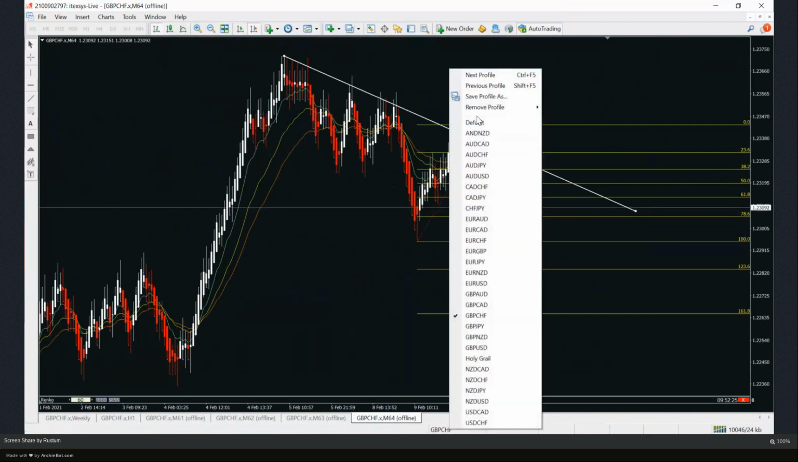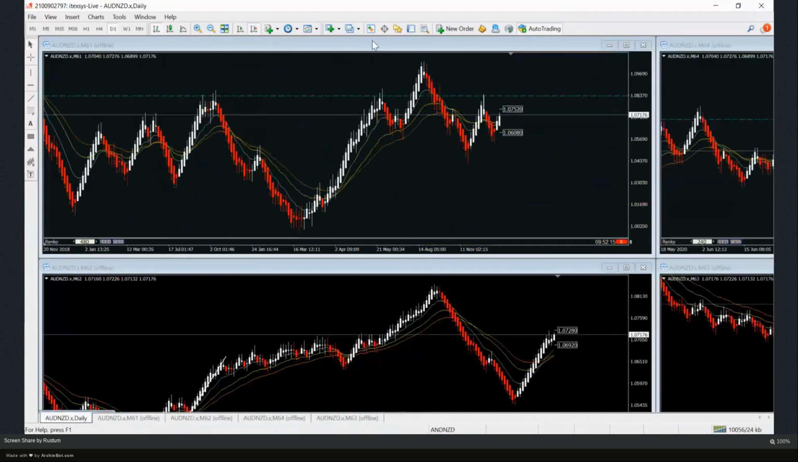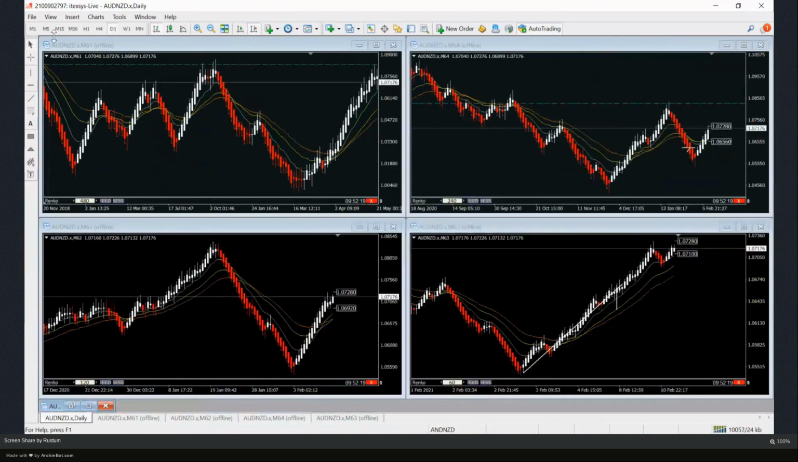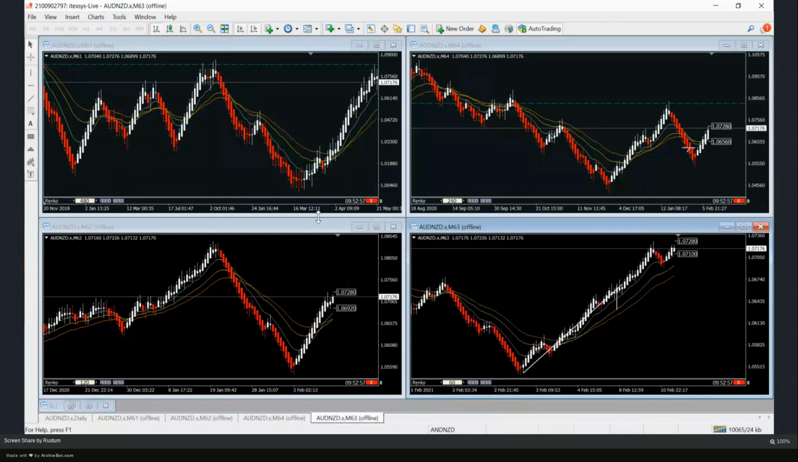And this is how we do it here. Our profiles are set up like this. Whoever has problems with profiles, we're going to make a video on how to set up profiles. This is how it is. 480 is targets. 24 is direction. 12 is confirmed direction when you get the pullback. M6 is a break of structure. And then M3 is your entry. That's why we do it like this.